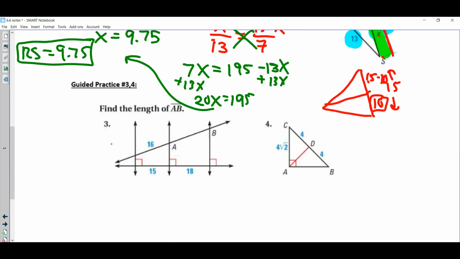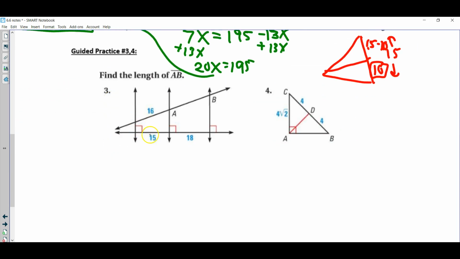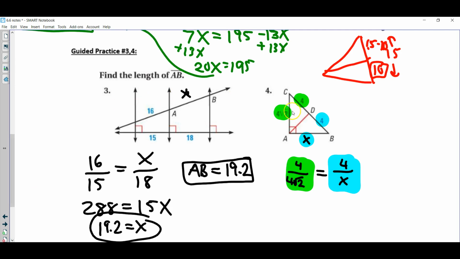So now that we've taken a look at these examples, let's take a look at guided practice 3 and 4. What I would like you to do now is to try both of these problems on your own. Pause the video now, press play, and I'll have solutions listed here. And here are the solutions I've come up with.